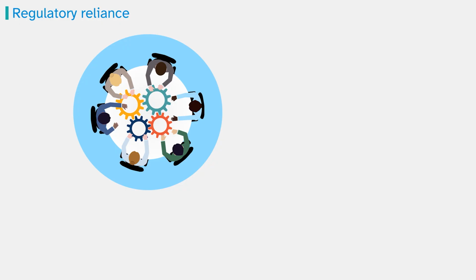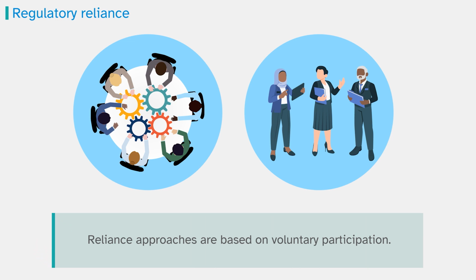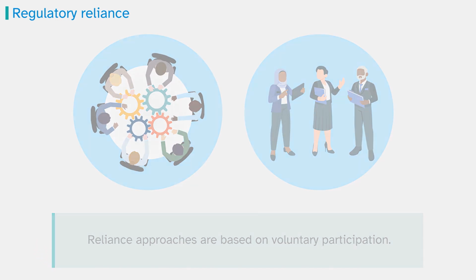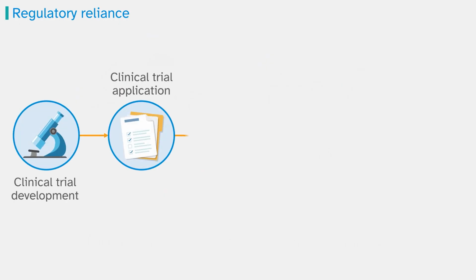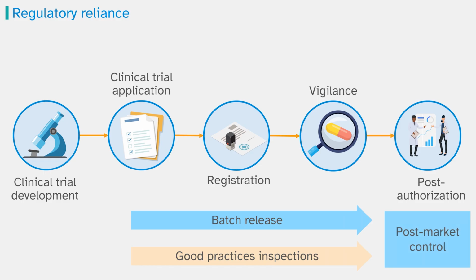Regulatory reliance encompasses a broad array of regulatory approaches and practices that can involve two or more regulatory authorities. Reliance approaches are based on voluntary participation. Reliance can be limited to a discrete regulatory process or function, or include the full scope of regulatory functions over the entire life cycle of a medical product. Let's take a look at some examples.